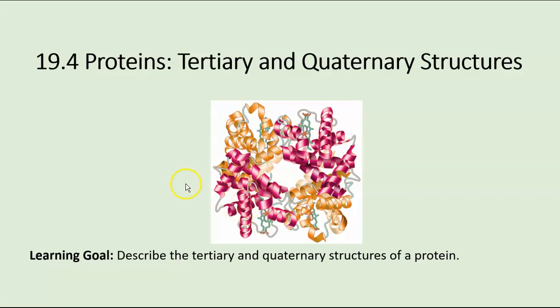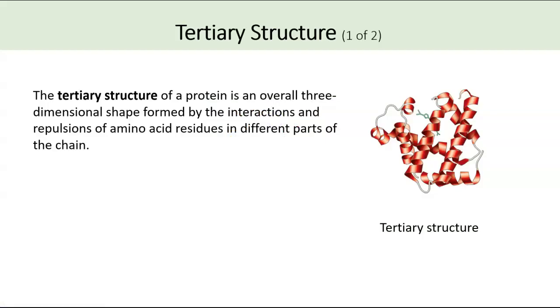Now we'll see what are the proteins' tertiary and quaternary structure. So these are the two most advanced structures of proteins. The tertiary structure is the three-dimensional shape of the proteins that is formed due to interactions and repulsions of amino acid residues.